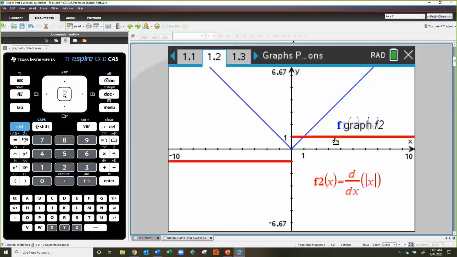And I also drew the graph of the derivative of modulus x here, and it is positive 1 or negative 1. We can see that there is a sharp point at x equals 0, and the derivative is undefined. It's approaching 1 from the right-hand side and negative 1 from the left.